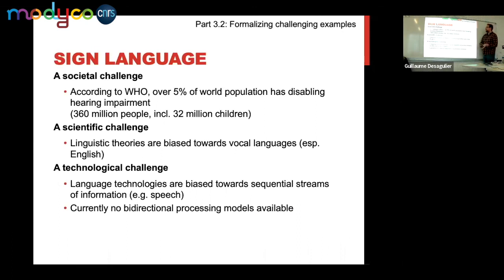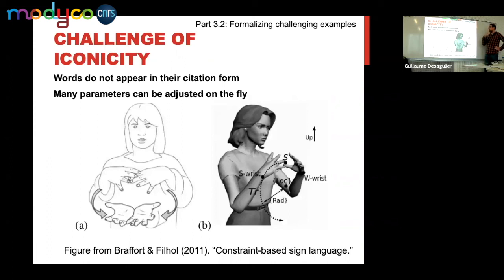Now, similar, I mentioned already sign language. Sign language is a societal challenge. 5% of the world population has disabling hearing impairment. And this is also a technological challenge because all language technologies that have been developed until quite recently and still today, they are biased towards the sequential streams of information from text and from speech. And so there is currently no real bidirectional models, meaning that we can both produce and comprehend sign languages very, very well, even though lots of advances have been made. One of the reasons why it's so difficult is, of course, there's iconicity.